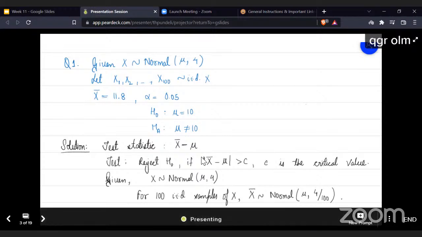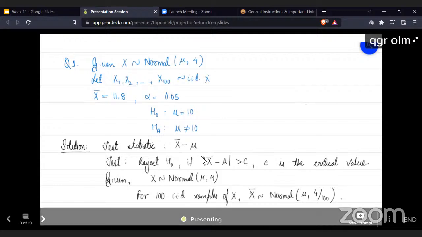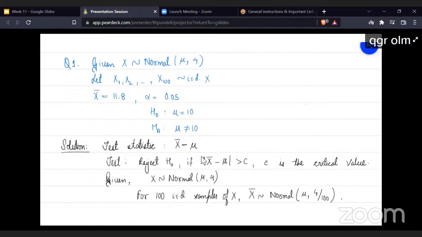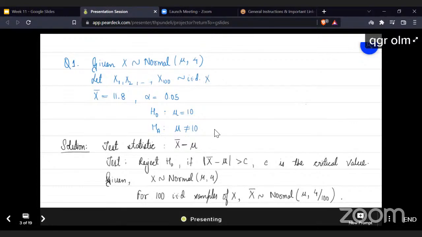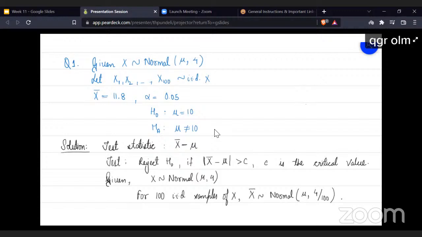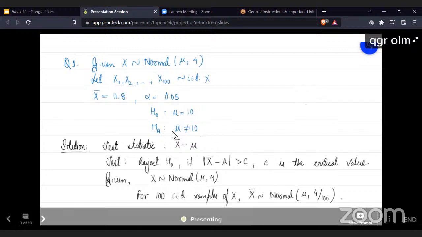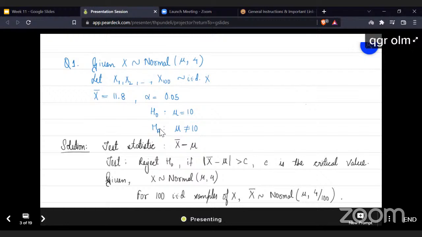Two-sided Z test. Have you solved it? Yes, ma'am, we have solved that. Ma'am, can we use that reject H0 when mu is equal to 10? I think sir has explained like that. Yes, correct, when mu is 10. Yes, it is written here. Reject H0 when mu is equal to 10, accept HA when mu is not equal to 10. Correct, no, ma'am? I didn't get what you're trying to say.